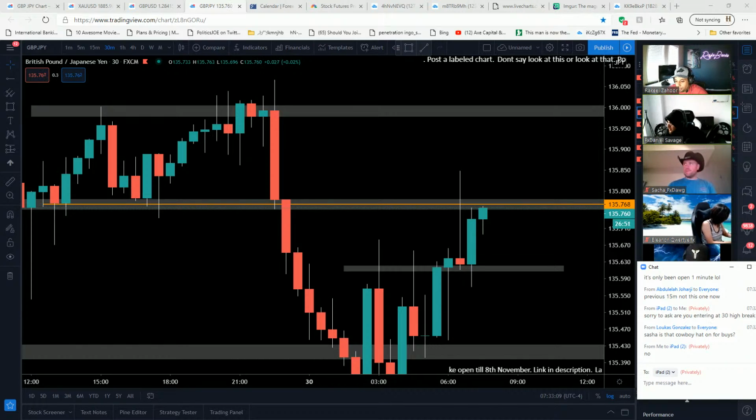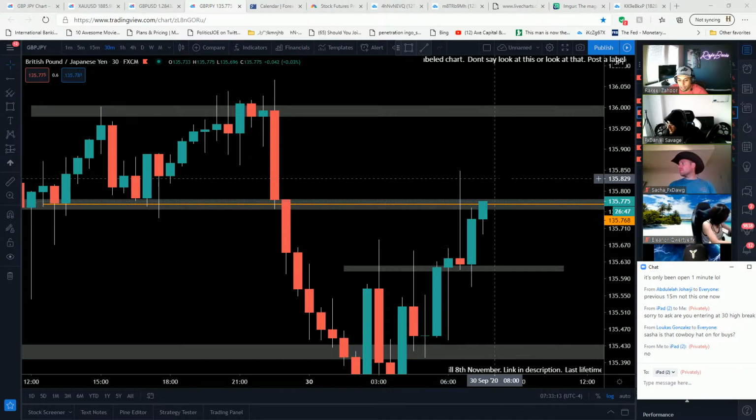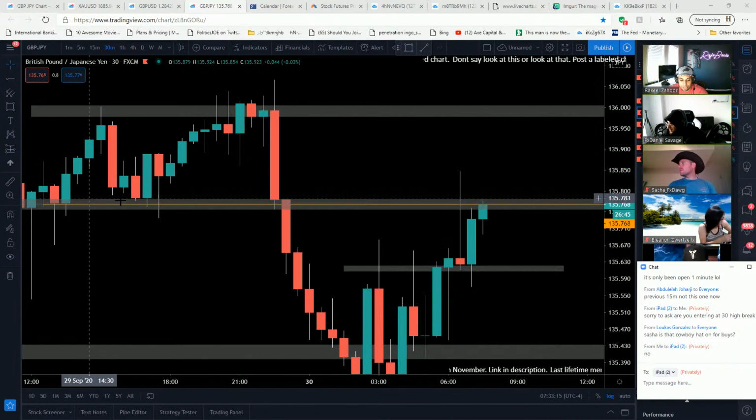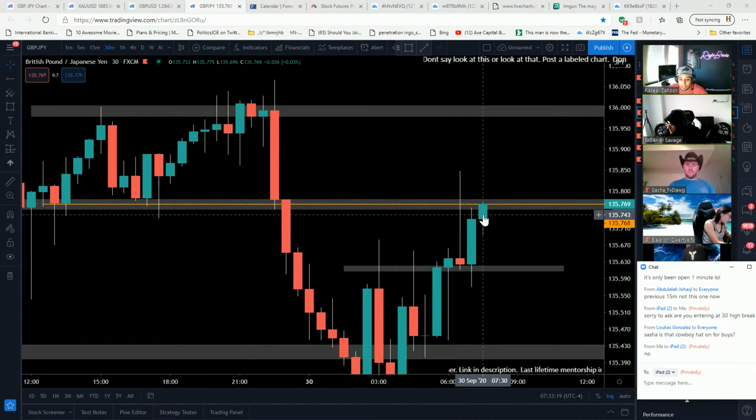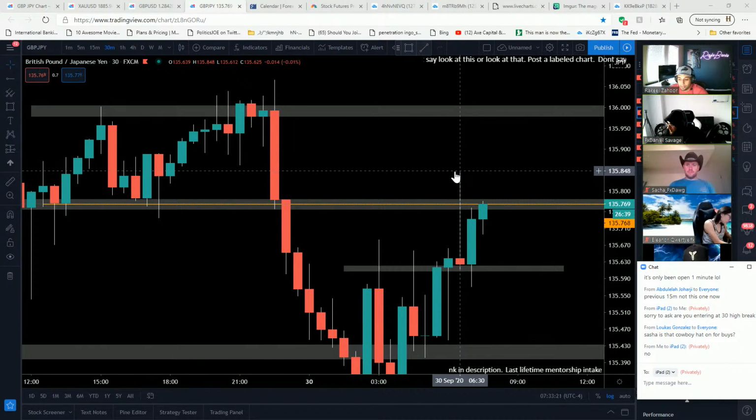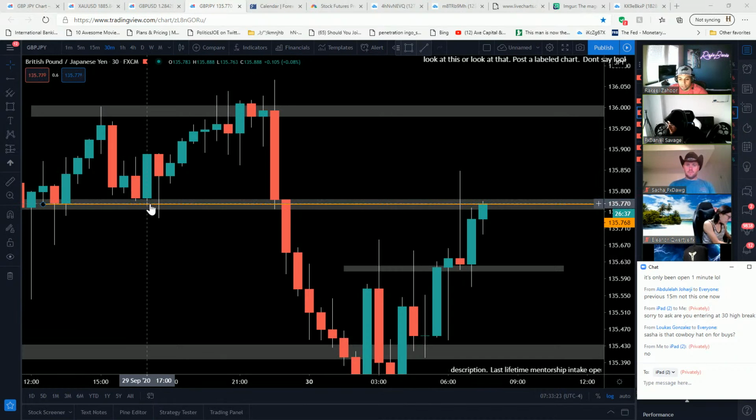Yeah, someone asked me if I'm going to enter on the break of the 30-minute. No, I'm not going to enter on the break of the 30-minute. I'm not entering this trade at all because there's a rejection here. I do believe that if I don't enter, there's a possibility it can continue up to fill this wick. But at the same time, there's this rejection here, which is making me not enter the trade.